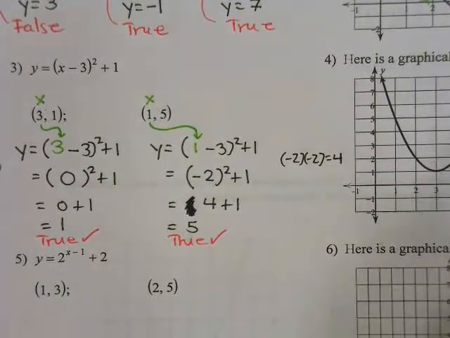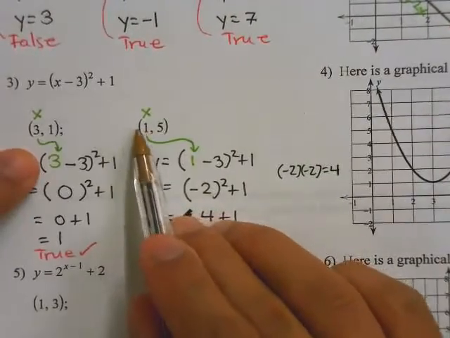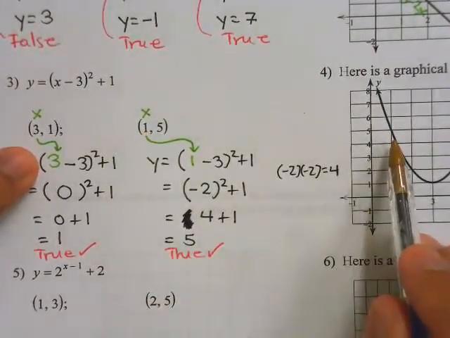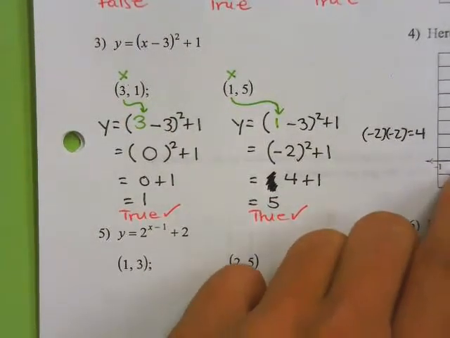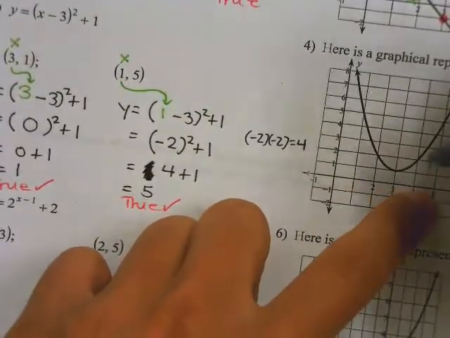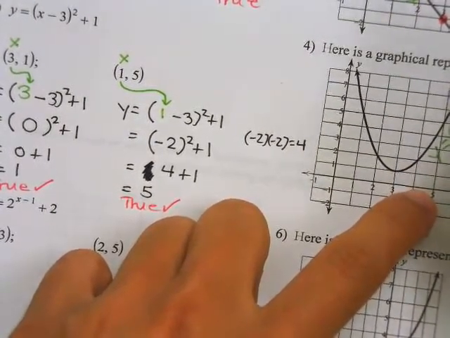Let's go graph it right now using number 4. So we're going to use the coordinate points for number 3 and we're going to plot it on number 4. So first off, I'm going to label this. This is your y equals (x minus 3) squared plus 1 graph.